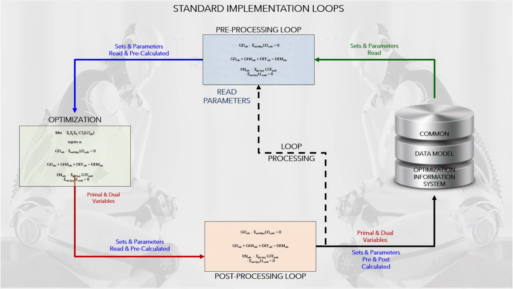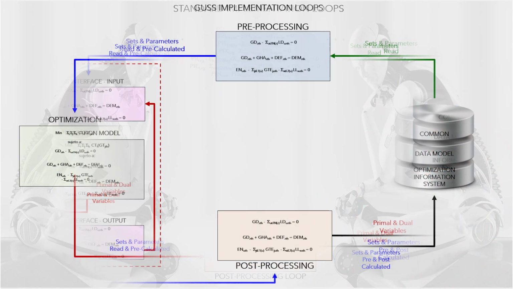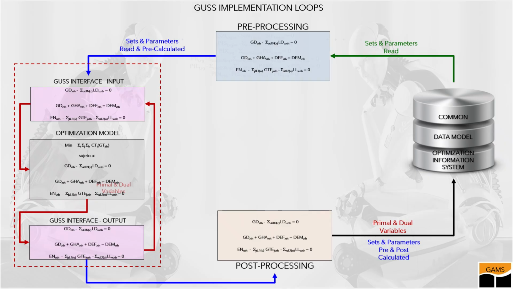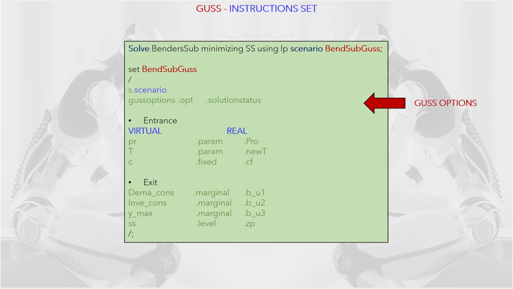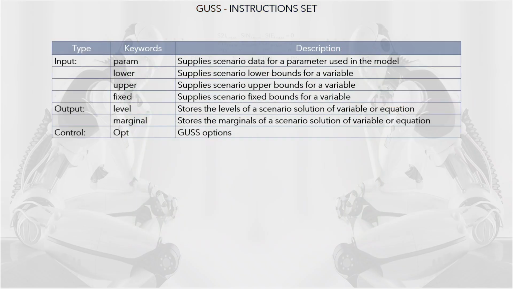The standard loop implementation is shown in the image. The implementation of GUSS involves altering the standard loop by introducing two parts, related to the adjustment of the GUSS input and GUSS output processes. These variations mean that within loops you must not read parameters from an external environment, such as the database. Parts of a GAMS program oriented to GUSS processing have been introduced in the image. The GAMS code displays the instruction set of the GUSS interface. The table shows the GUSS instruction set.